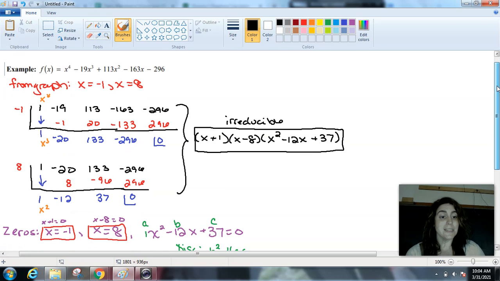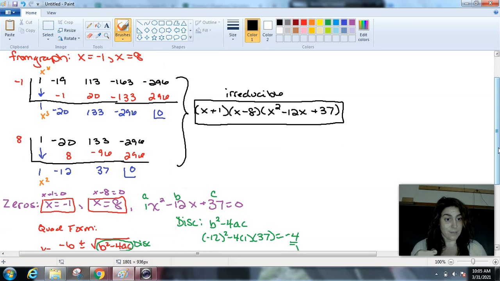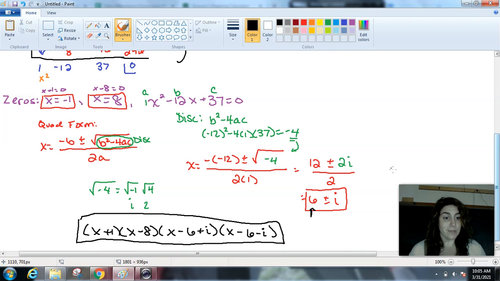Okay, so for each question, I expect to see this kind of work. You're going to insert the graph. Tell me what values you got from the graph. You're going to show me the synthetic division to get down to your irreducible factors. You're then going to solve each of those factors, as I did here, come up with each of the zeros, and then list them all out in a set of factors one final time.